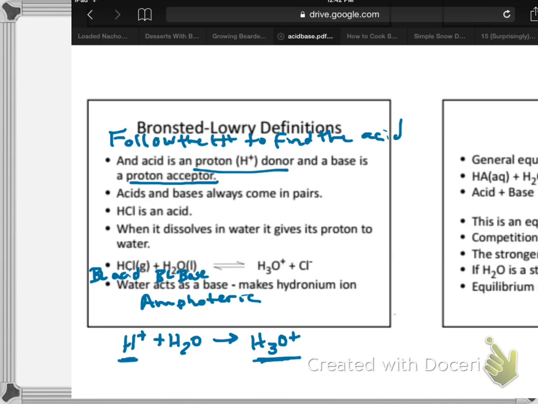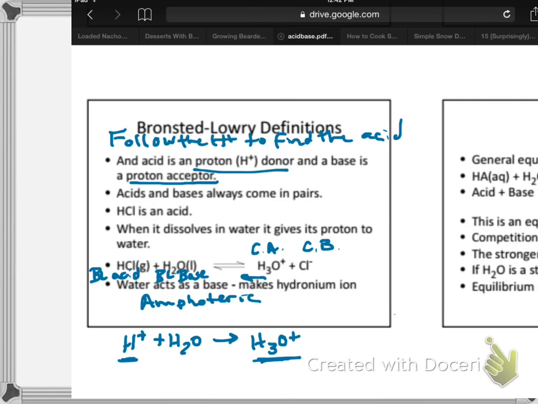I know it sounds a little strange, but in this example we have the Bronsted and Lowry acid and the Bronsted and Lowry base. Follow the hydrogen. Where did the hydrogen go on the product side? It went to hydronium, so this is my conjugate acid. And that makes Cl negative my conjugate base. You can also look at it in the reverse reaction: which one is going to donate its proton? In the reverse direction, hydronium does donate its proton to chloride ions.